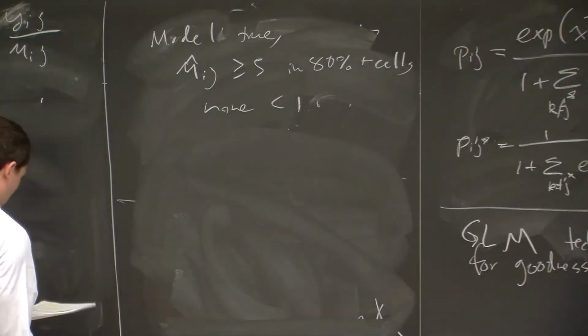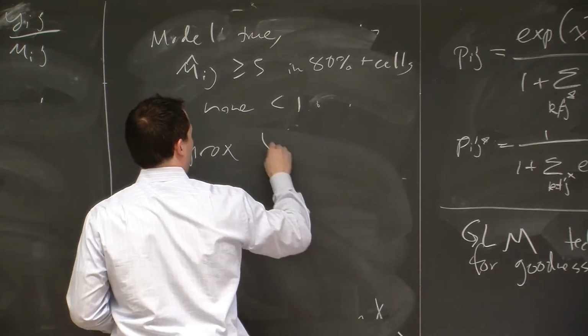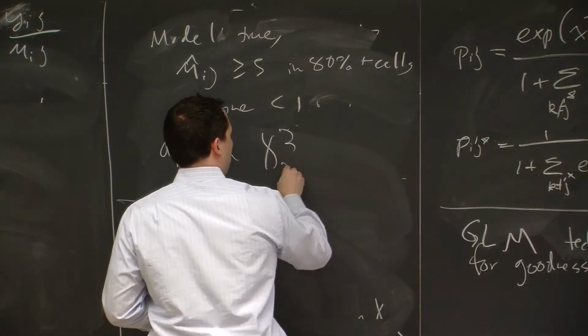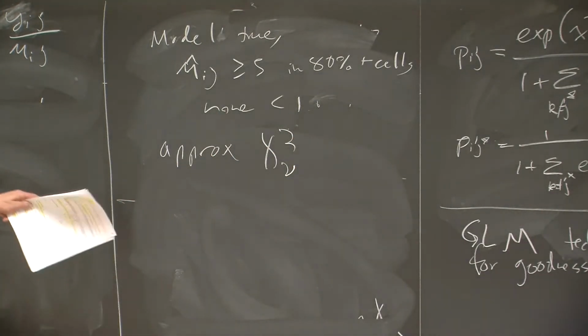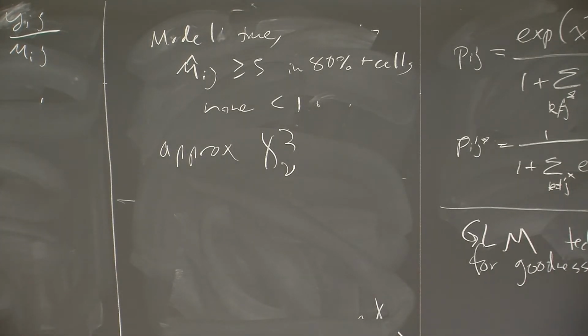If none of the expected counts are below 1, then these statistics are both approximately chi-squared with degrees of freedom equal to, of course, the difference between the saturated model, which fits everything, and our reduced polytomous logistic regression model.